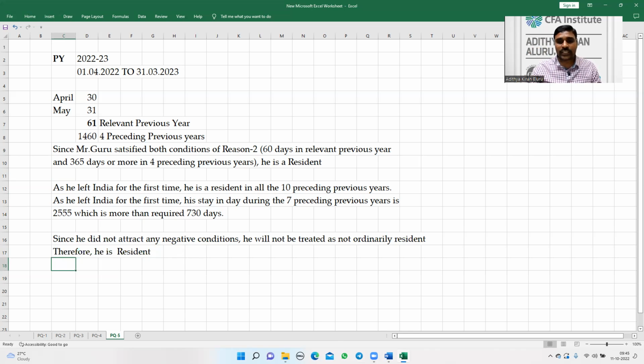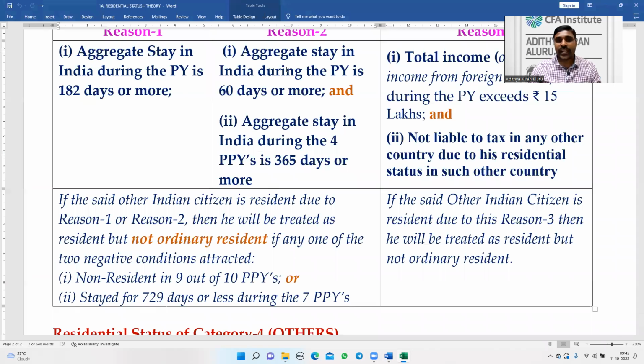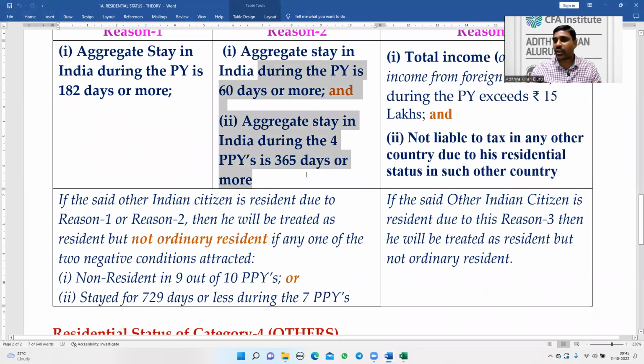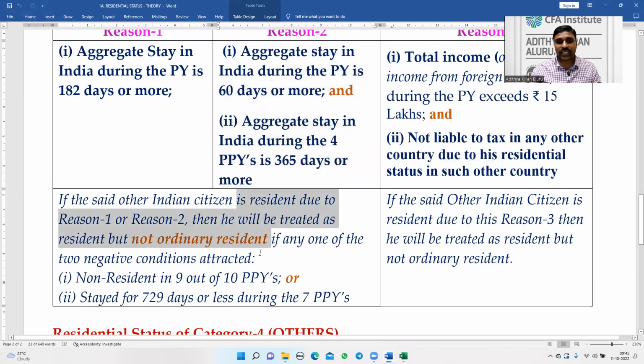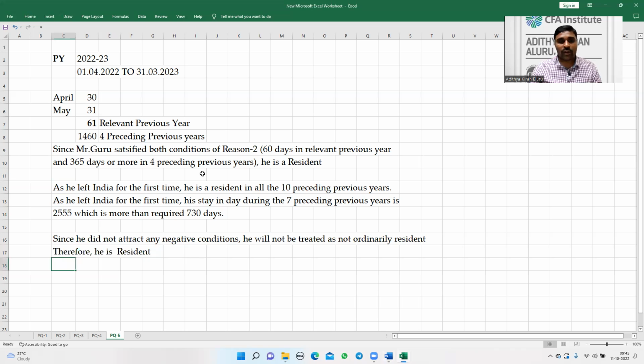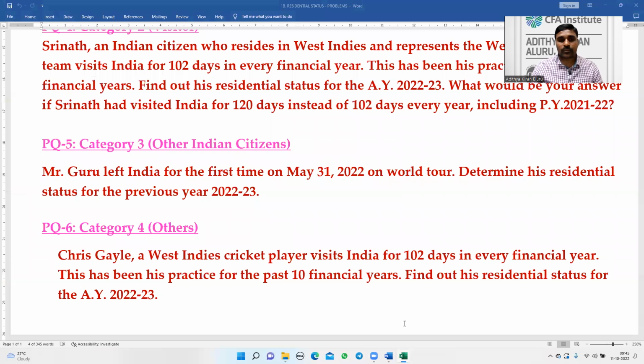So he did not satisfy the first condition, but he satisfied the second reason. If he satisfied the second reason, we have to check negative conditions. He did not attract any one of the negative conditions. Therefore, he will not be treated as not ordinarily resident. He will simply be a resident. So that's all with this question.